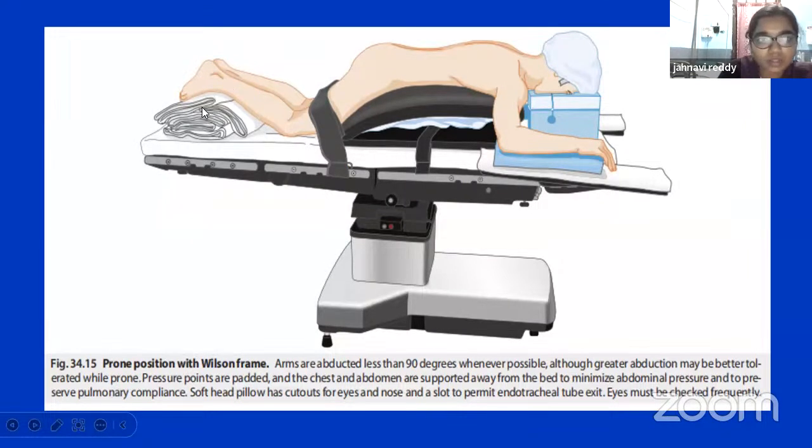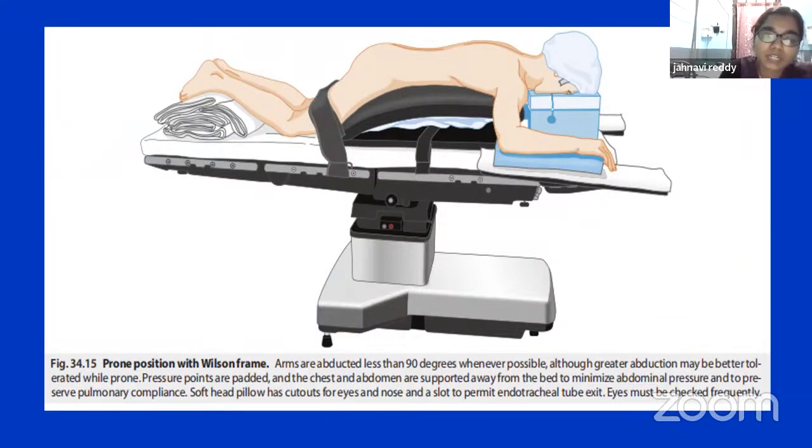In prone position, all the pressure points, heels, sacrum, and bony prominences are padded accordingly, and the hands are placed in mild flexion, that is 45 degrees, beside the body to prevent nerve injuries and pressure injuries, and adequate padding is kept. And the head is supported with different kinds of things such as a headrest or horseshoe headrest. Now we are seeing the prone position of the patient in Wilson's frame. Here the arms are abducted less than 90 degrees, although greater abduction can be needed in certain surgeries, and pressure points are padded. The chest and the abdomen are kept away from the bed to minimize abdominal pressure and to decrease the effects on pulmonary compliance.